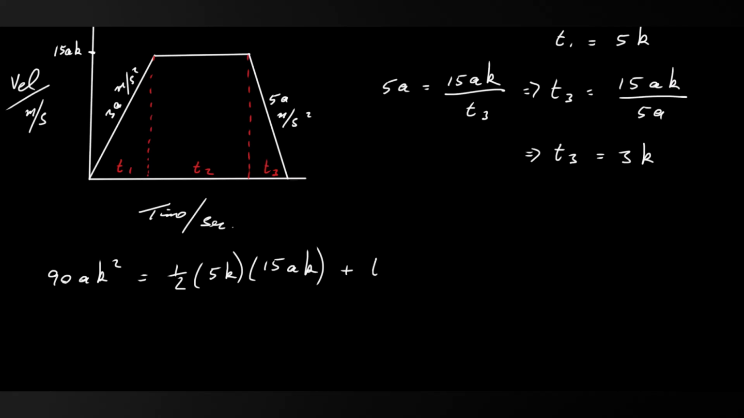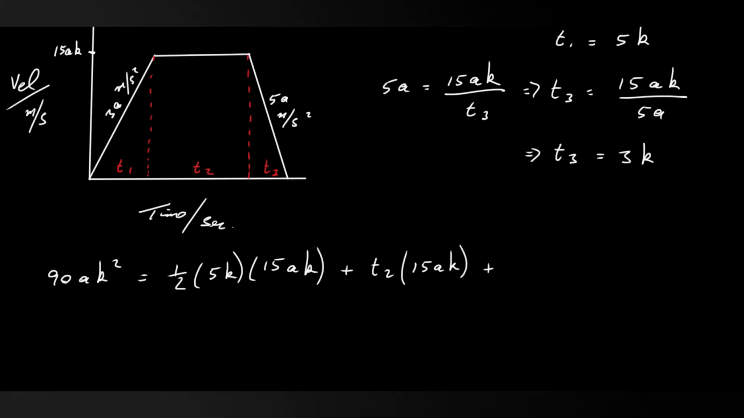plus this one here is just going to be t2 times the height, length times width. So that's 15 ak. And then finally, we have our last triangle here, which is half the base times the height again. So it's going to be half of t3, but t3 is 3k, and then the height is 15 ak. So let's just work through this to find t2, or to get t2 on its own.